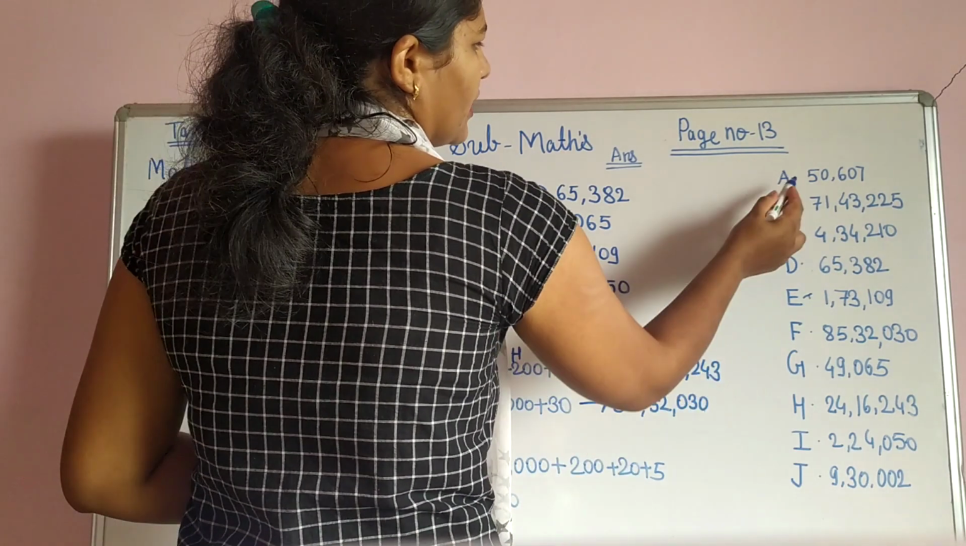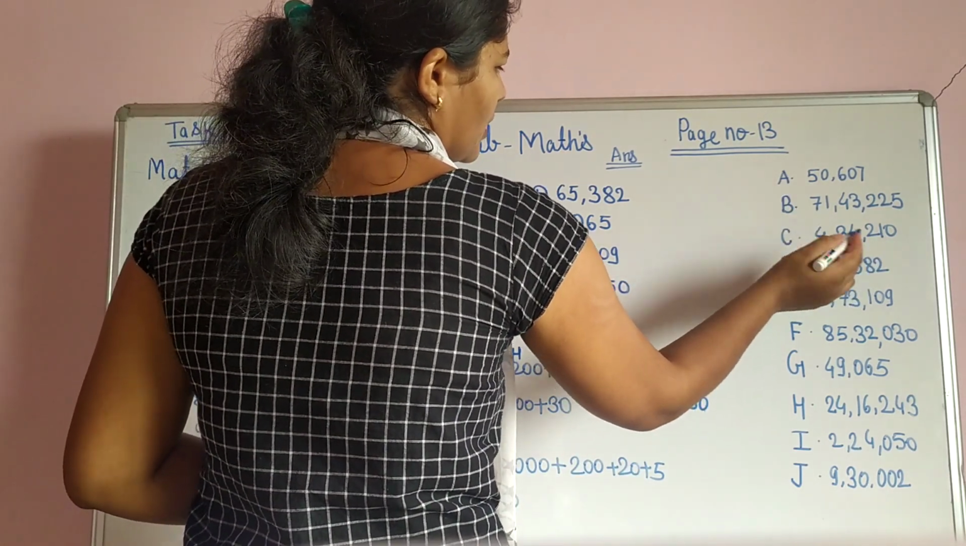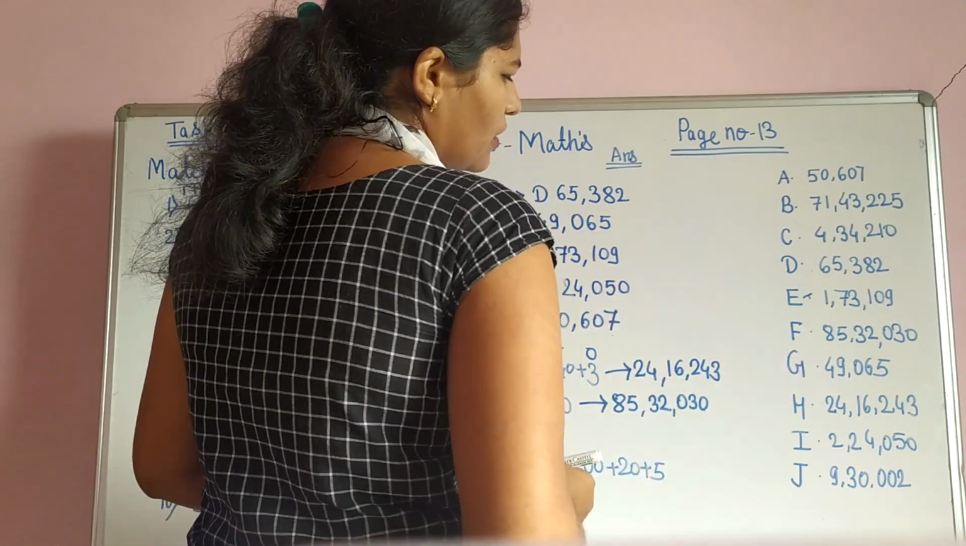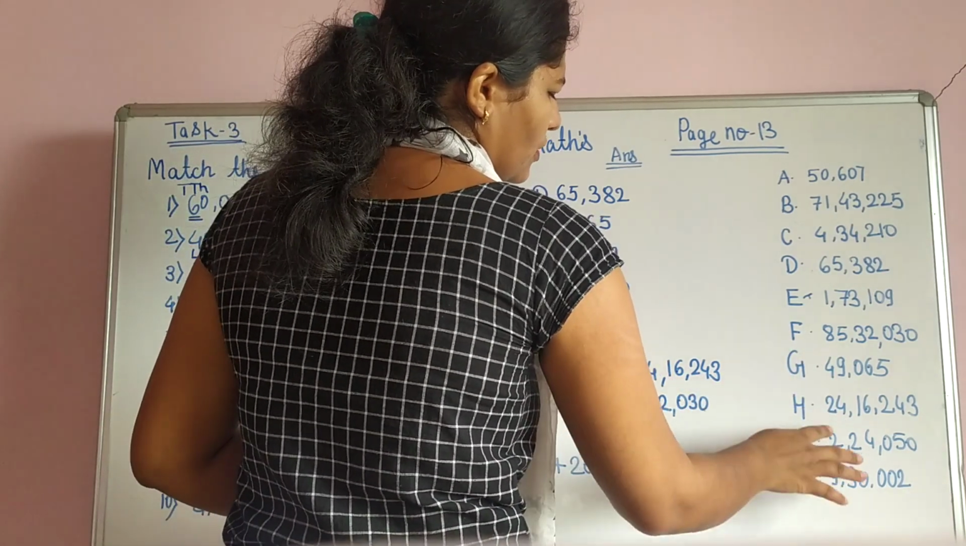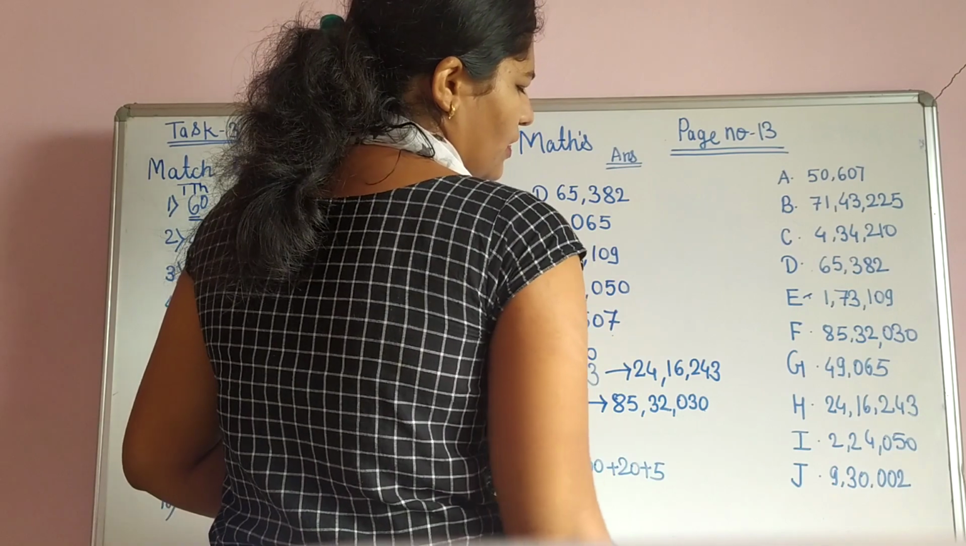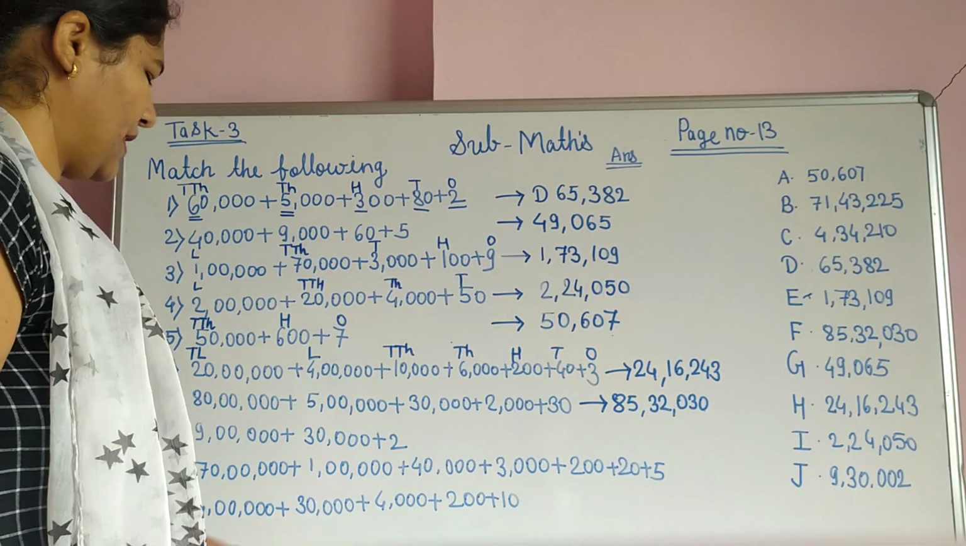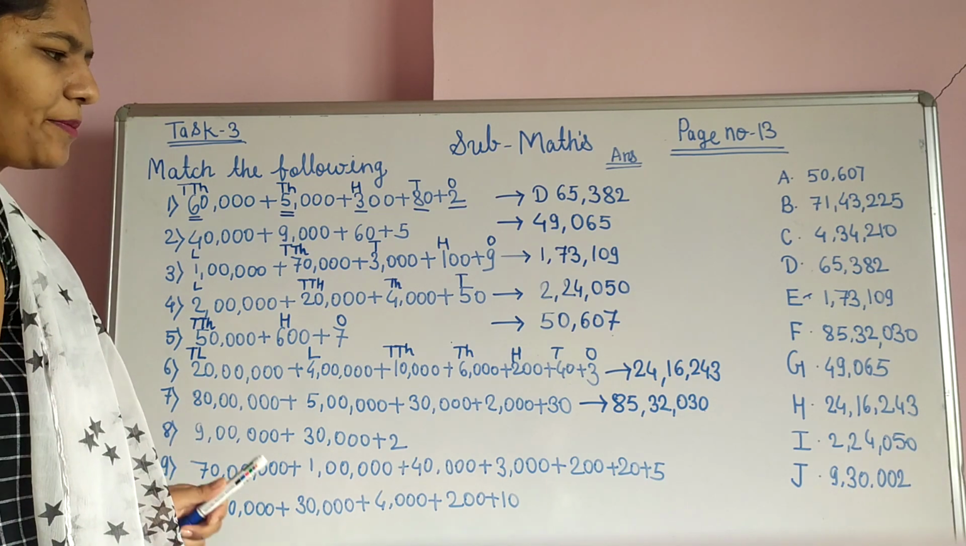9 is there. Here 9 is there? No. Here also no. Here also no. Here also no. See, we will check the last one. Here 9 is there on a lakh place. And here it is also on a lakh place.